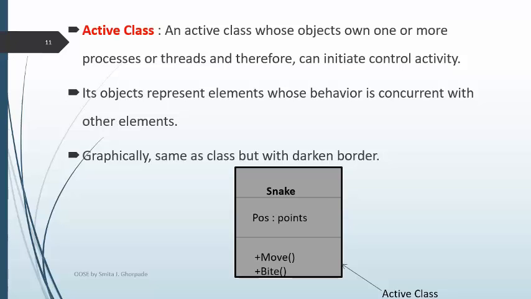We are considering here the snakes and ladder game. In that, snake is one of the classes. For that class, the attributes are position, and the methods are move and bite. So this active class is represented by this particular graphical notation. One more example we can consider is a blackboard controller. For the blackboard controller, we can define a set of attributes and a set of methods. So usually active classes are used to show the concurrency mechanism.